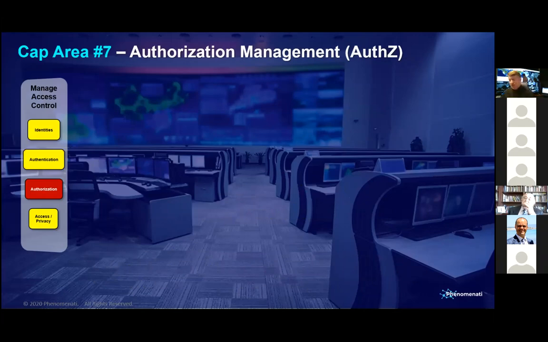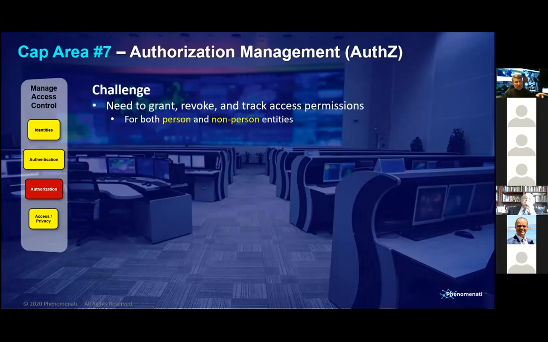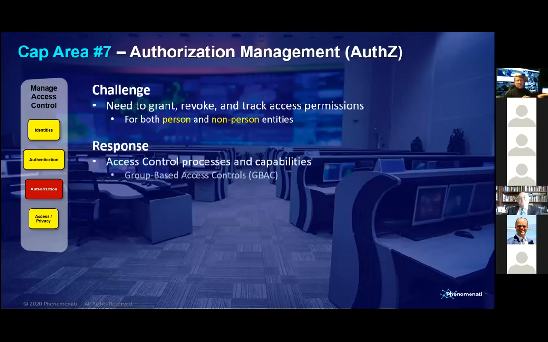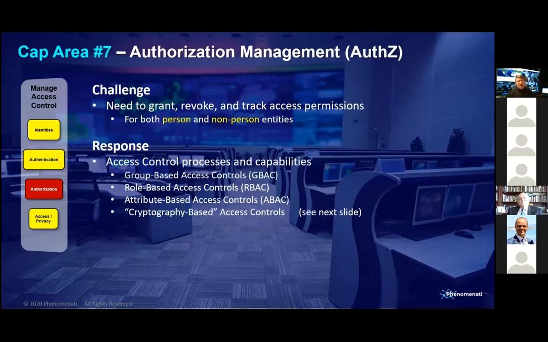Now we get into authorization. This is where we're granting access. Two different modes, MAC and DAC, right? Mandatory access control approach or discretionary access. Both of them are applied for person and non-person entities. Let's just talk about discretionary since that's predominant in business. Those access controls, typically we talk about things like group-based, role-based, more common today, attribute-based.